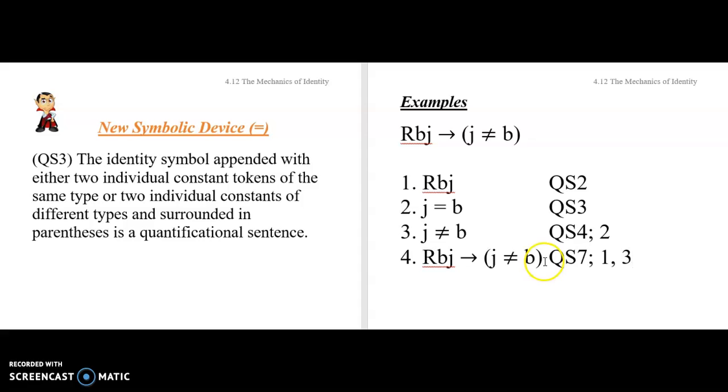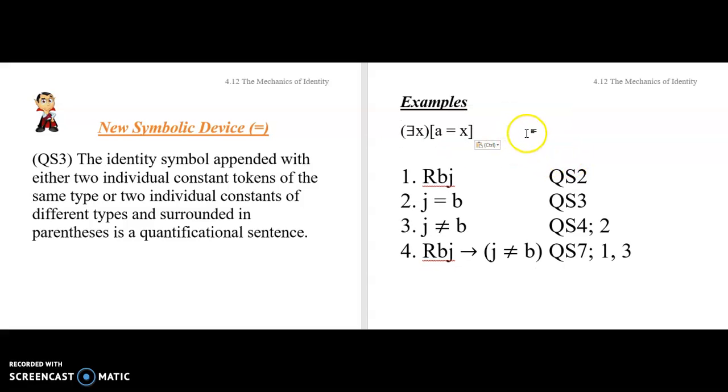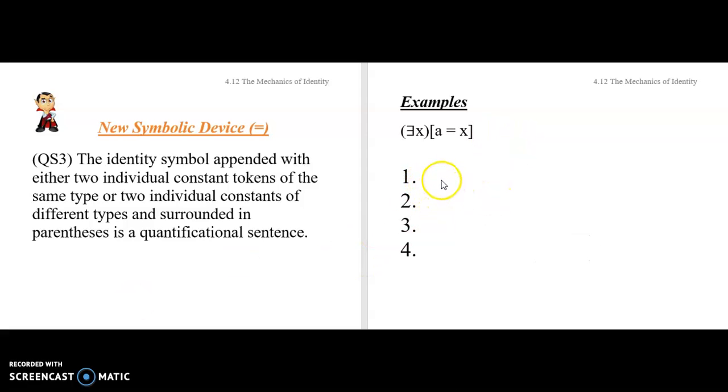Let's keep looking at more and more advanced cases. Try a case with a quantifier. Let's see how you do with that. Try this case. Pause now. So this is an interesting case, all right.